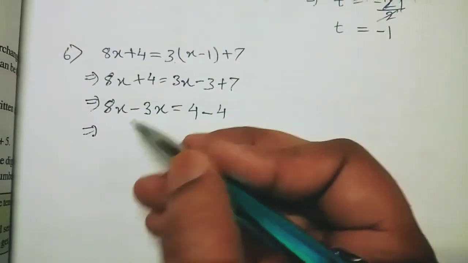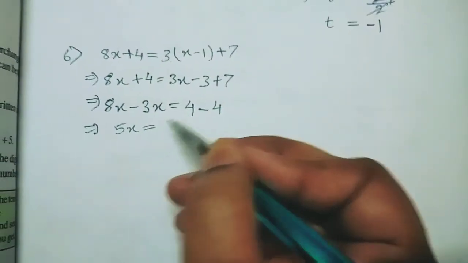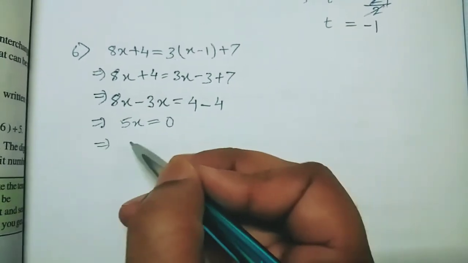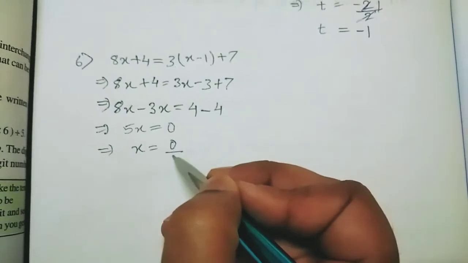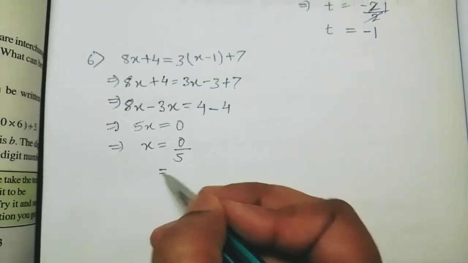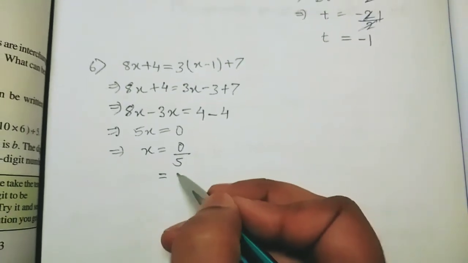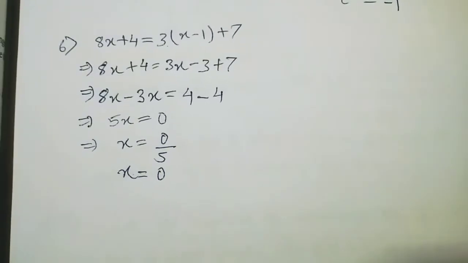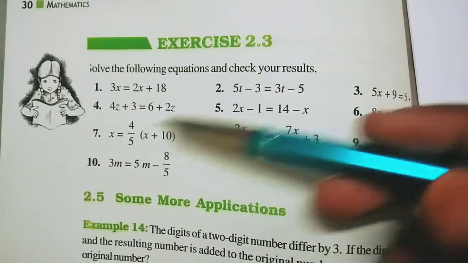So it will become what? 8 minus 3, 5. 5x equal to 4 minus 4 is what? 0. Okay. Now x equal to what will happen? 0 divided by 5 will go down. So I have told you 0 divided by any number, that means it will be 0 always. So the value of x is 0. Understood now? Now next question number 7 is your homework.